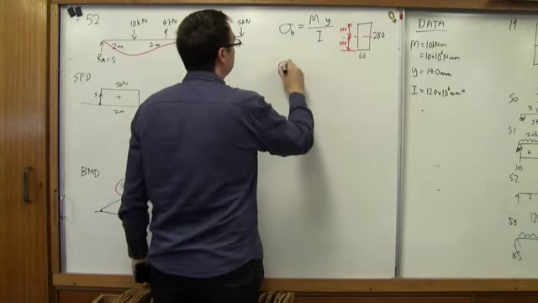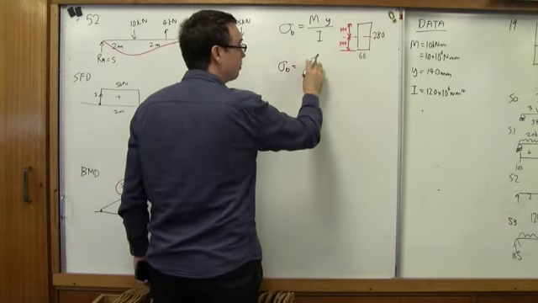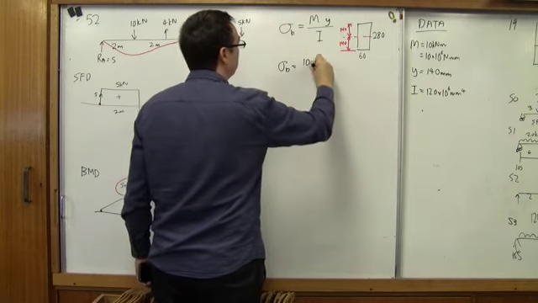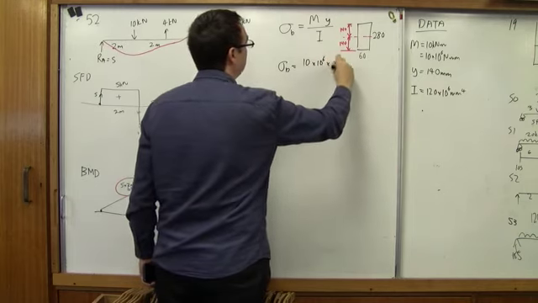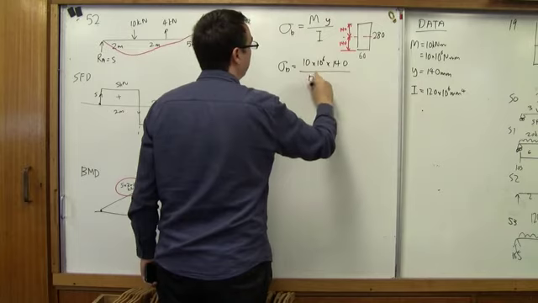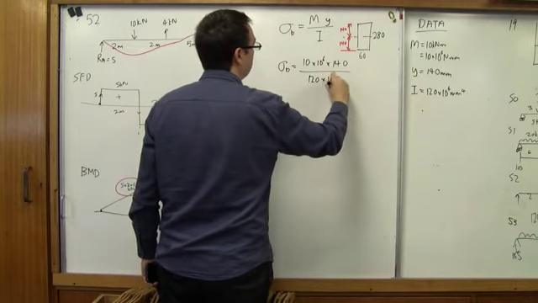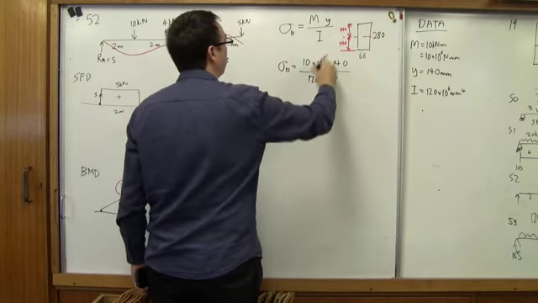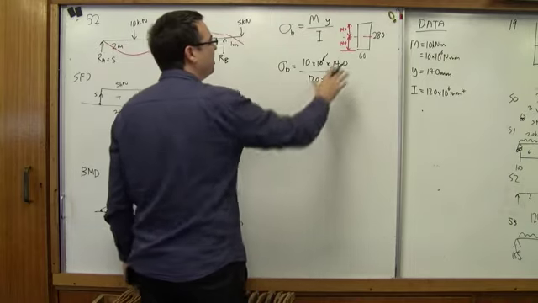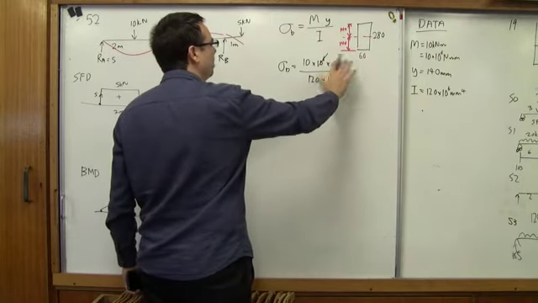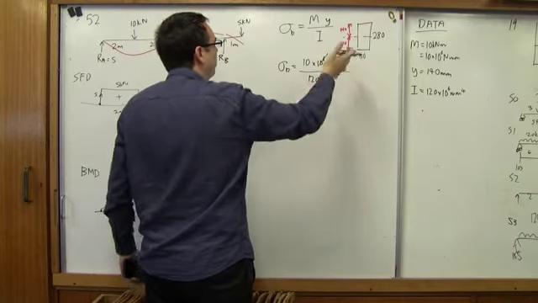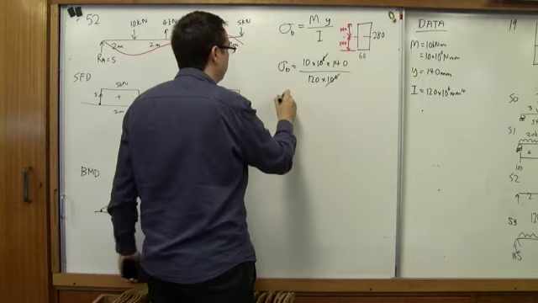Okay. Sigma b equals 10 times 10 to the 6 times 140, all divided by 120 times 10 to the 6. So what I can do now is I can cross that out and cross that out, and I can say these are probably pretty close. So my answer is probably going to be about like 12 megapascals or something like that. Let's see what our answer is.